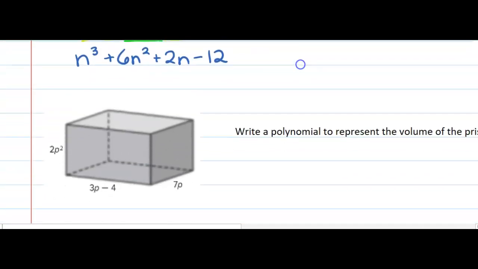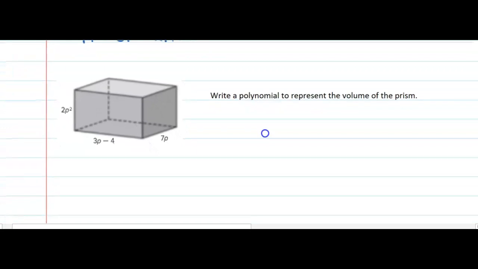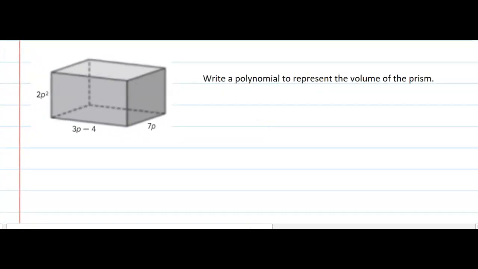Alright, for the last bit that we're going to look at in this video, we're going to look at a couple of problems that involve our properties of exponents. If we want to write the volume of this prism, we have to do the length times the width times the height.